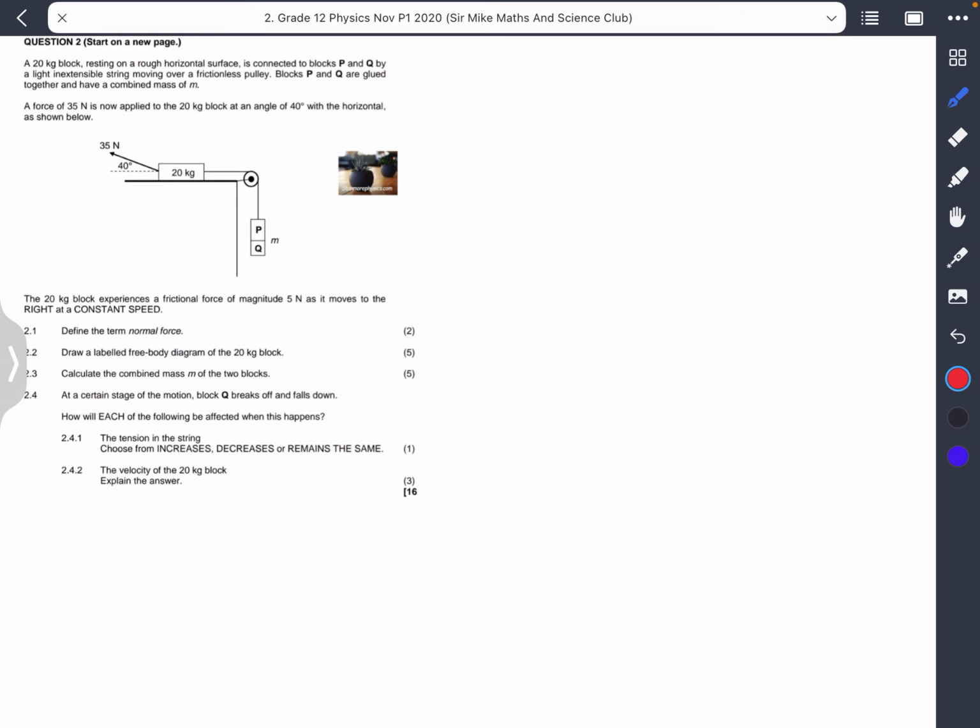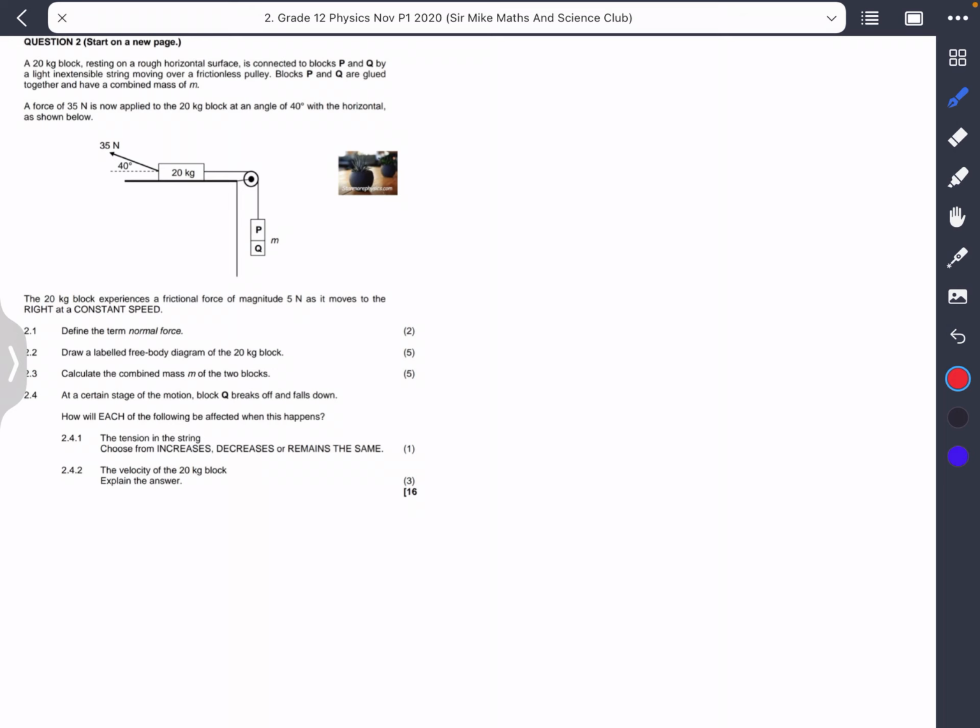So for question two, without wasting any time, they say that a 20 kg block resting on a rough surface is connected to blocks P and Q by a light inextensible string moving over a frictionless pulley. In this case, the statement 'frictionless pulley' simply implies that the pulley does not contribute anything to our system, meaning that it doesn't disturb our system.